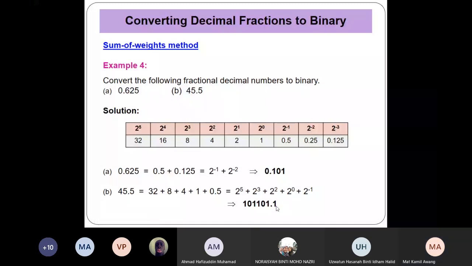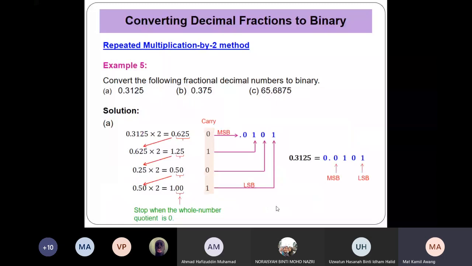Now it's the repeated multiplication by 2 method. This is the reverse of the previous one. Basically, when you have fractions like this, you use multiplication by 2. Instead of dividing, you multiply by 2. You take the original number and multiply by 2.